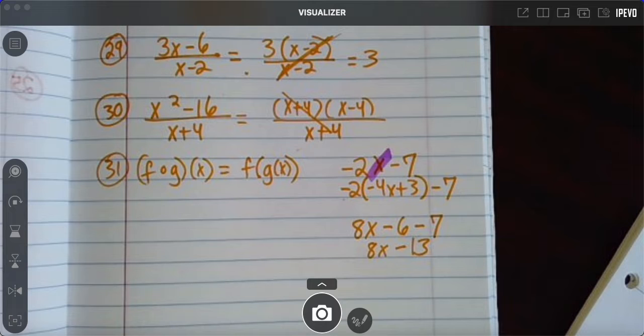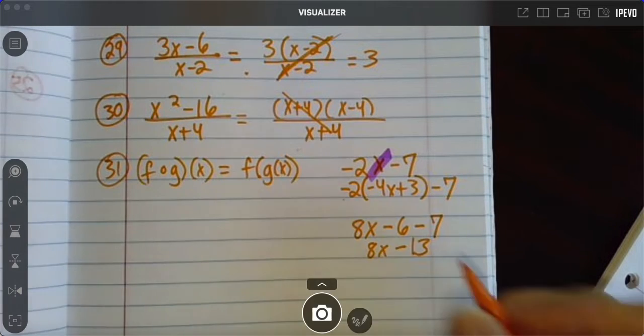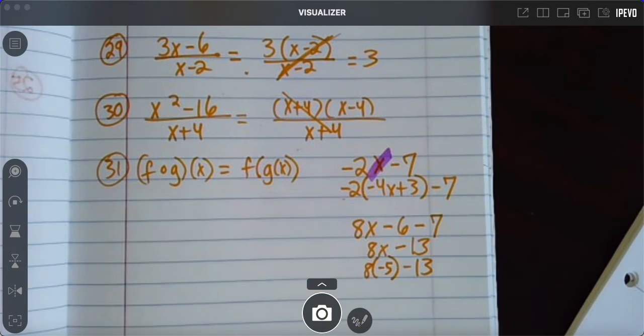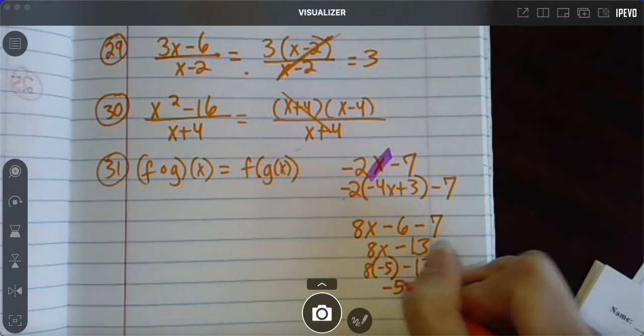Or is it? Oh, that's not our answer. Why is that not our answer? Read it. We don't have that answer because they told us to plug in something for x. What did they tell us to plug in? Negative 5. So it's just 8 times negative 5 minus 13. Negative 40 minus 13, and we get what? Negative 53. Yep, B, negative 53.